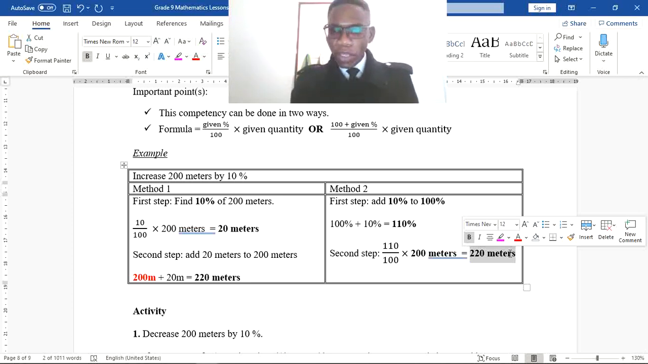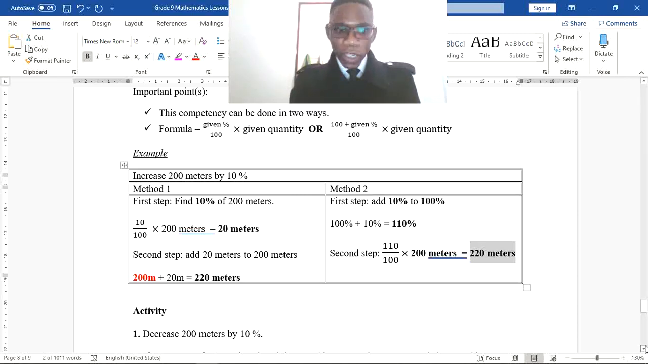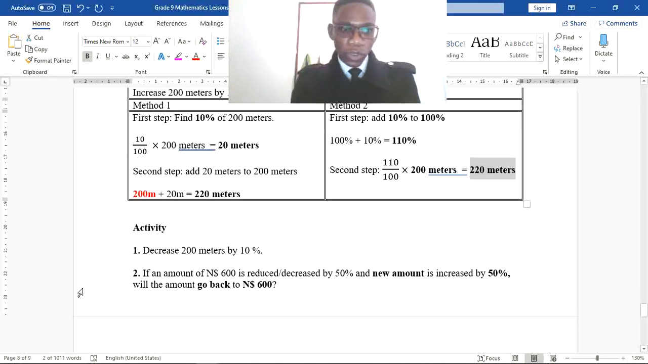Now, my friends, I want you to practice. Number 1, decrease 200 meters by 10%, the opposite of what we did. Number 2, let's say we have an amount of $600 and we reduce it by 50%. Obviously you're going to have a new amount. Now that new amount, we decide to increase it by 50%. The question is, will the new amount go back to $600? That is your practice question.